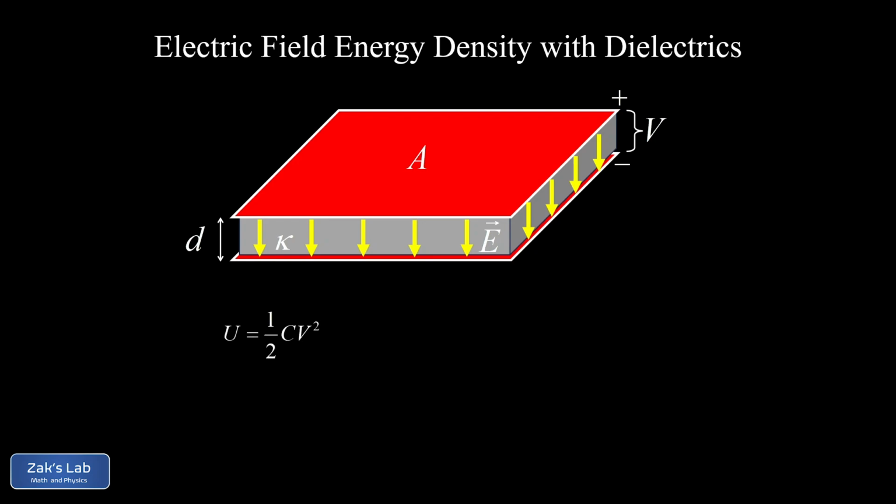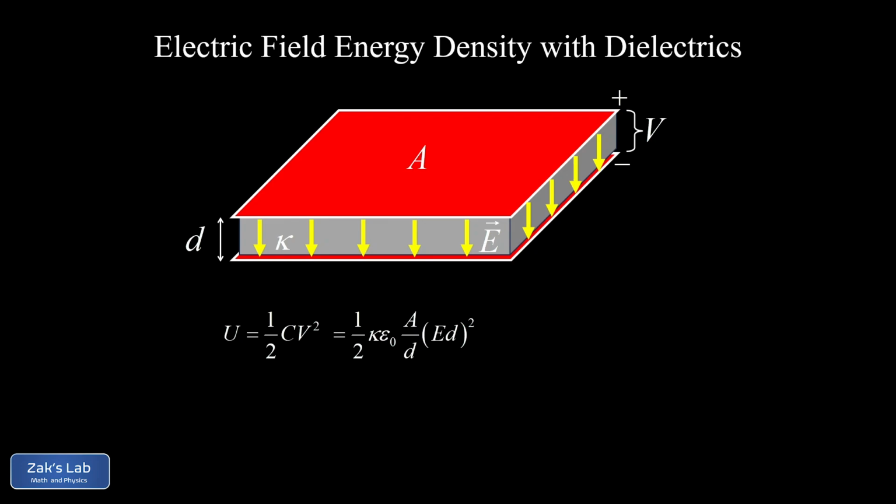So to get started, we write down the total energy stored in the capacitor, and we remember that's 1/2 CV squared. Now we can calculate that capacitance based on the geometry of the capacitor and the presence of a dielectric. So we've replaced the capacitance there with kappa epsilon 0 A over D. That's how we compute capacitance based on the geometry and dielectric constant.